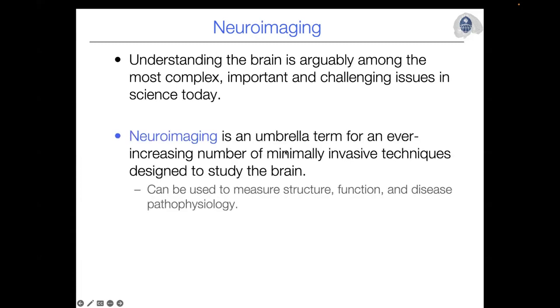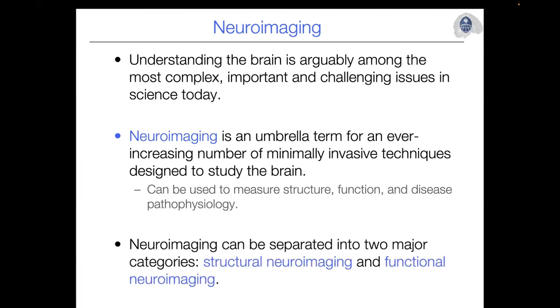In general, when we talk about neuroimaging, it's an umbrella term for a large family of different minimally invasive techniques designed to study the brain. This could be studying brain structure, brain function, or disease pathophysiology. We often separate neuroimaging into two basic categories, either structural neuroimaging or functional neuroimaging.